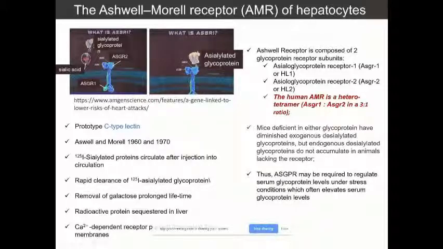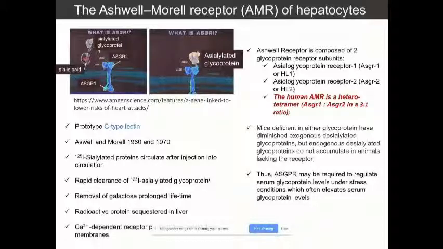So the Ashwell-Morell receptor is essentially a prototype C-type lectin. It's a type 2 transmembrane protein. It was actually discovered by Ashwell and Morell in the 60s and 70s. The discovery came about that radioactively labeled sialylated proteins circulate when you inject them into a mammal. Now, if you desialylate these proteins and label them, again, radioactively, and then inject them into a mammal, they disappear extremely fast from the circulation. And when they removed the galactose residues, so the sialic acid, they removed galactose residues, that procedure actually prolonged the lifetime of these glycoproteins.